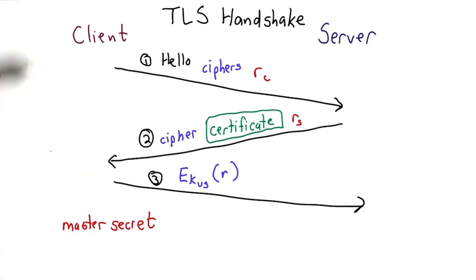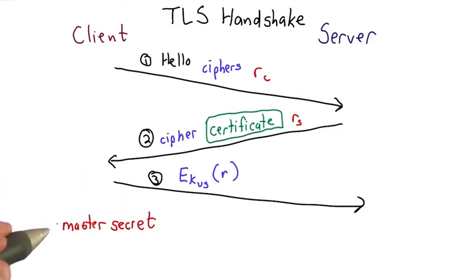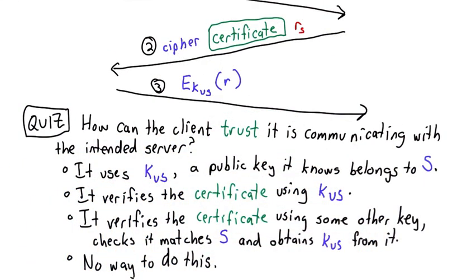So the key question and the goal of the protocol is for the client to know that it's communicating with the correct server, and that that master secret is only shared with the server it intends to communicate with. So the question is, how can the client trust that it's communicating with the server it intends to communicate with? Here are the choices. Select the best answer.